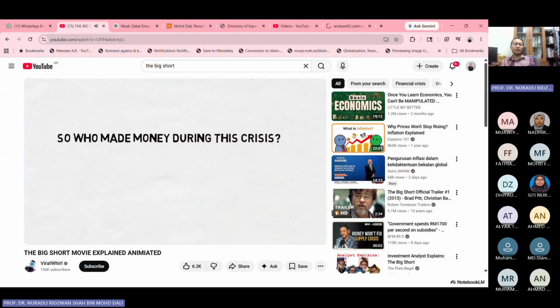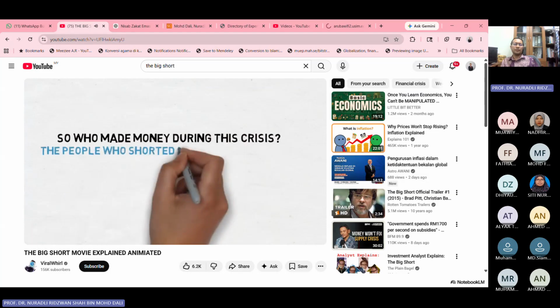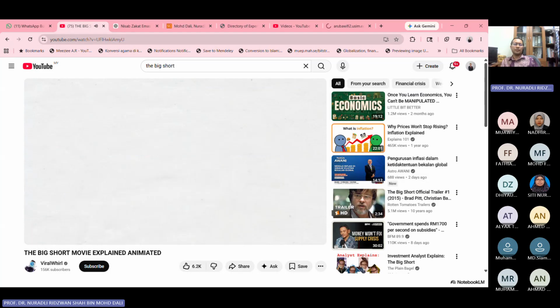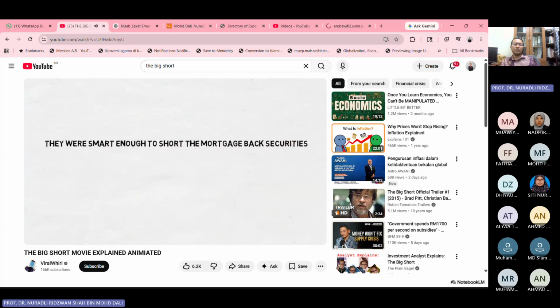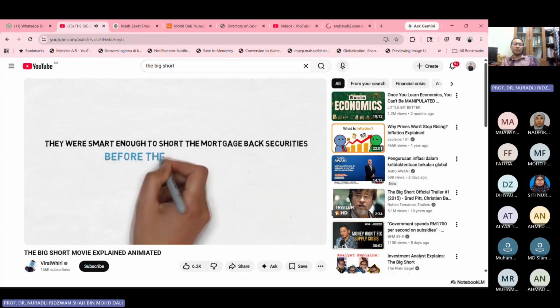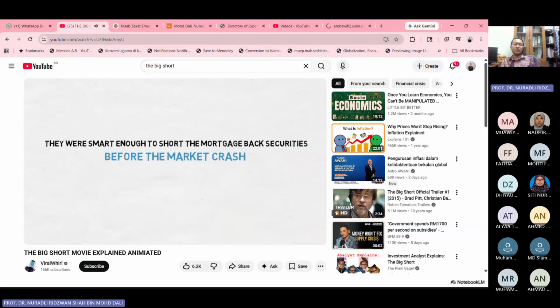So after the movie, you're probably still wondering who made money during this crisis. Well, the people who shorted the market, of course. They were smart enough to short the mortgage-backed securities before the market crashed and cashed out with a ton of money.